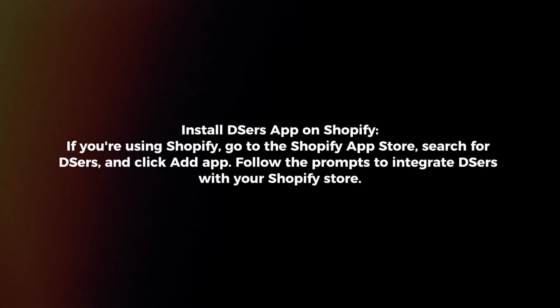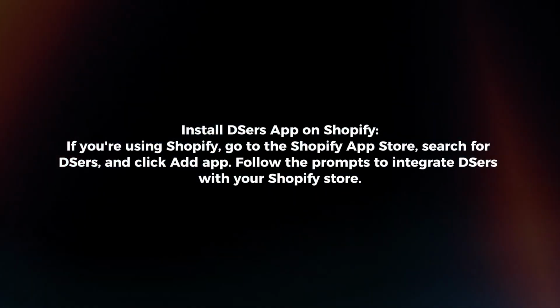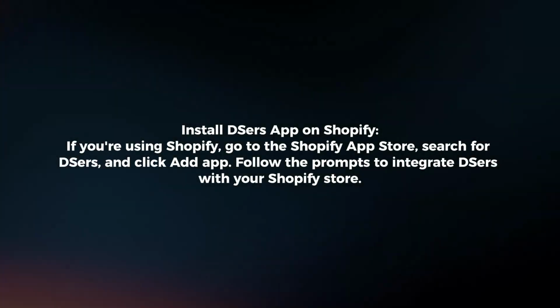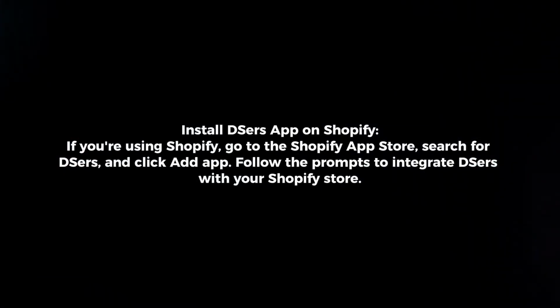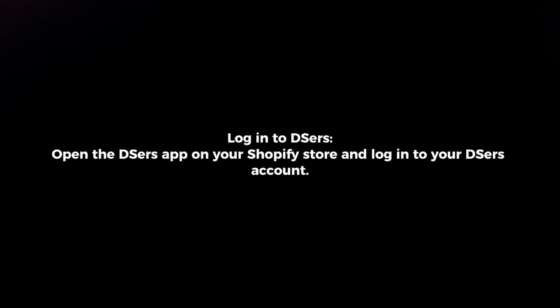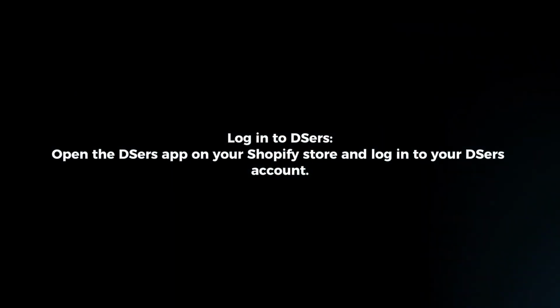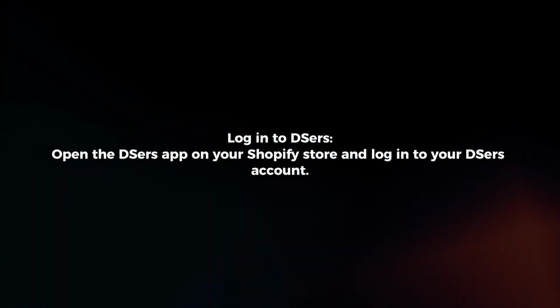Install the DSers app on Shopify. If you're using Shopify, go to the Shopify App Store, search for DSers, and click Add App. Follow the prompts to integrate DSers with your Shopify store. Log into DSers. Open the DSers app on your Shopify store and log into your DSers account.